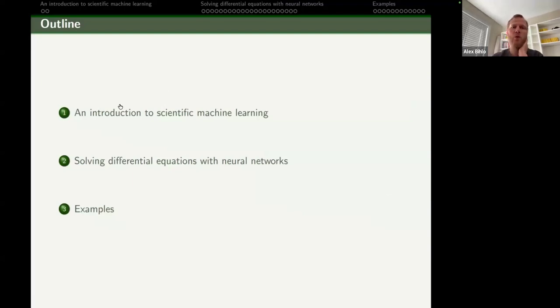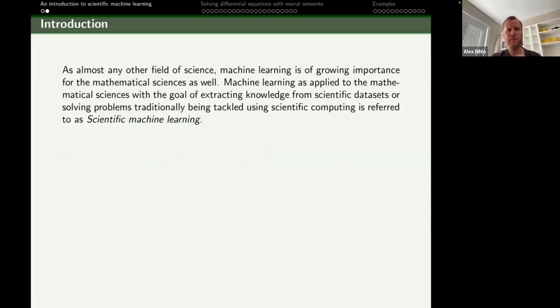I will begin with a super brief introduction to scientific machine learning, just to bring everybody up to speed on what scientific machine learning is, and then focus the bulk of this talk on PINNs and deep operator networks, and then show a few examples from our own research.